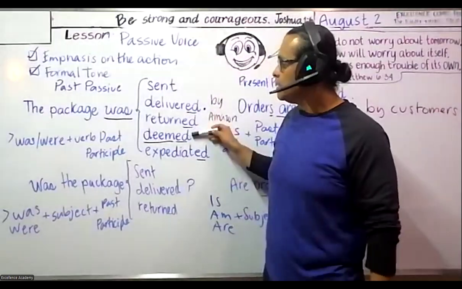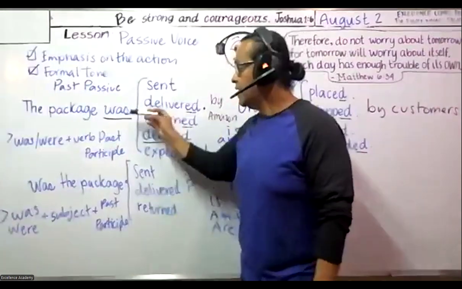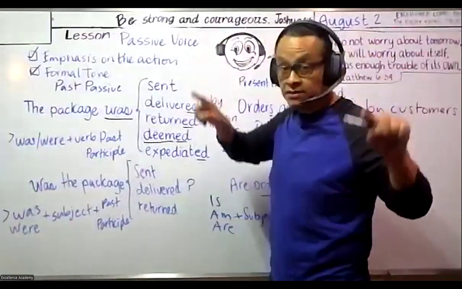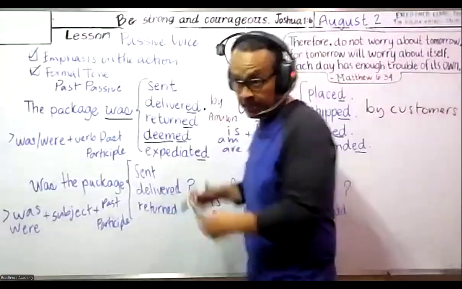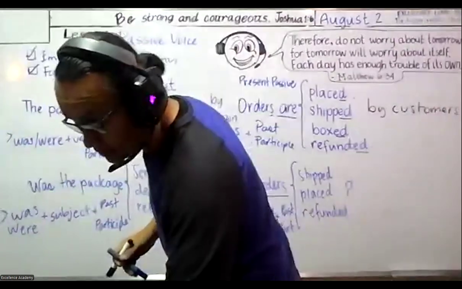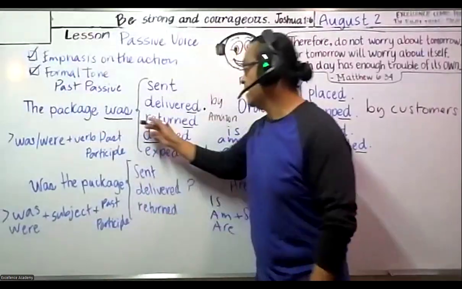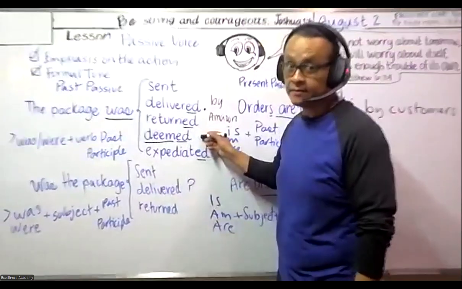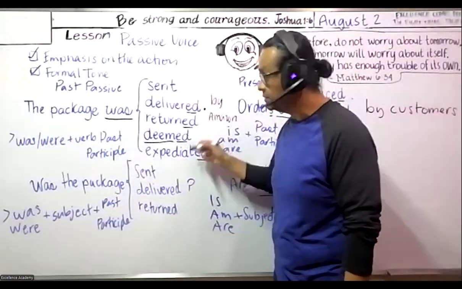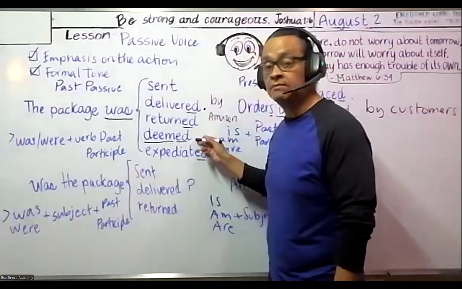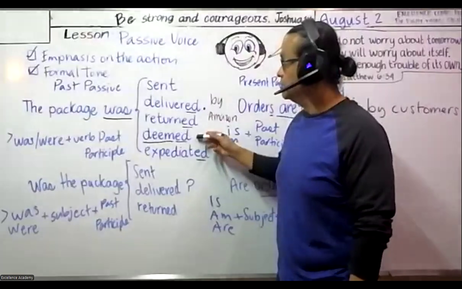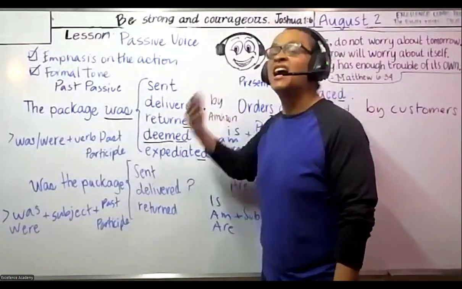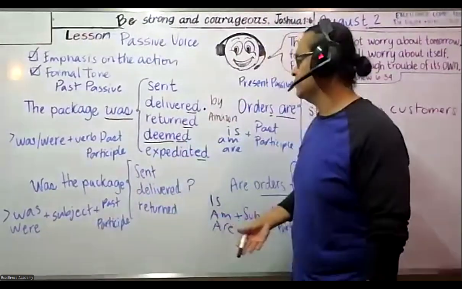So we can use it like this, Mr. Customer, as my information on the screen shows, the package was deemed missing by logistics. Or Mr. Customer, the package was deemed lost by our logistics department. Or Mr. Customer, the package was deemed damaged by the carrier. So deemed means considered. Right? It's a formal way.